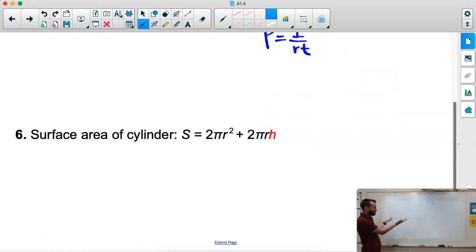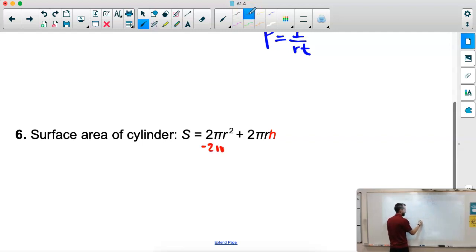Okay, this one's a little bigger. And again, I don't want it to seem overwhelming. Just try to go slow and consistent. This is just like the one we did a minute ago. We're going to start by subtracting 2 pi r squared.